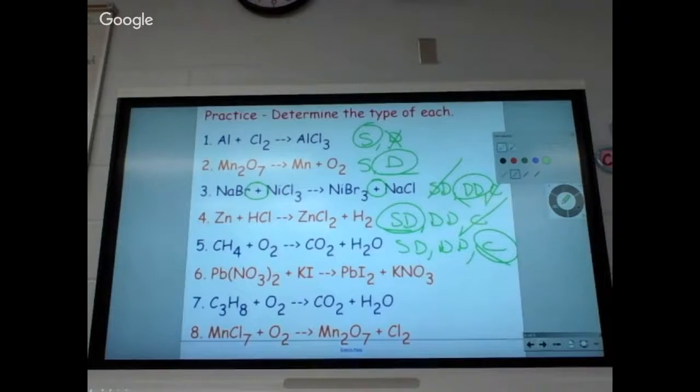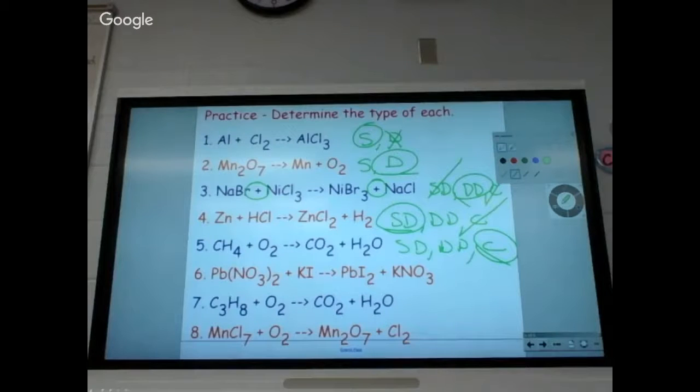All right, number 1, what'd you come up with? Synthesis. Number 2, double displacement. Number 3, synthesis. 4, single. 5, decomposition. 6, double. 7, single. 8, single. 9, synthesis. 10, good. 11, single. 12, synthesis. 13.